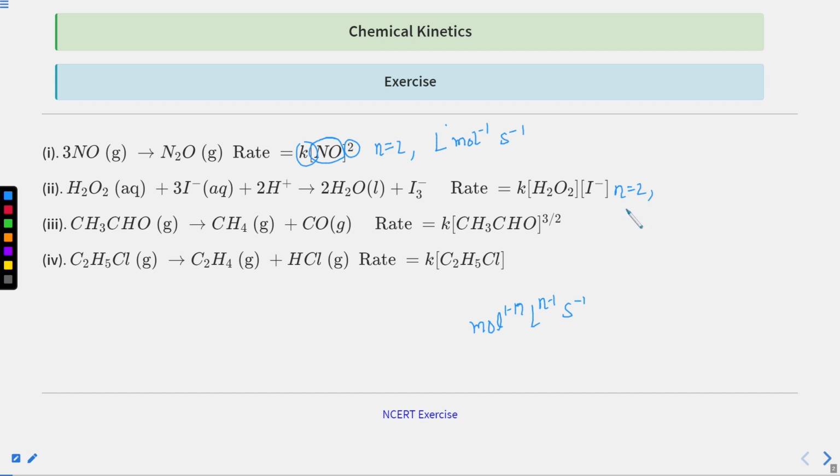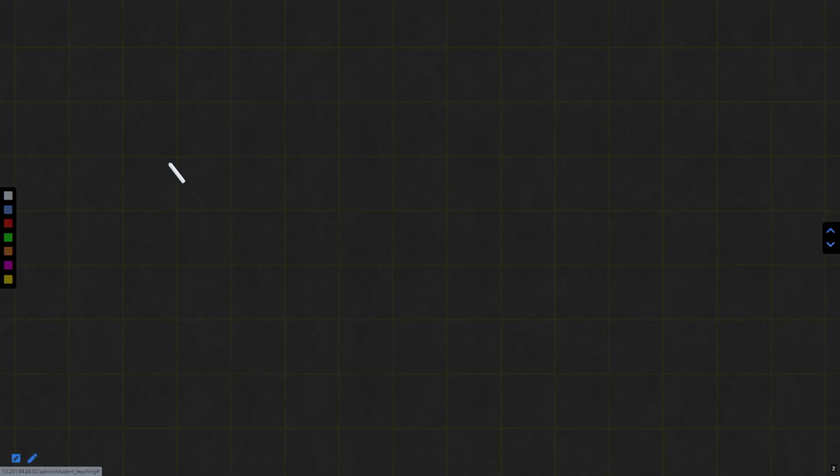Now let us find the rate constant. We will use this formula, mole... Let me do it on another page. I am doing it for the second equation.